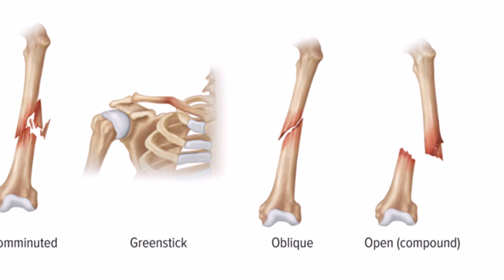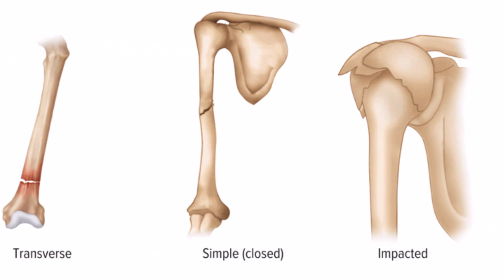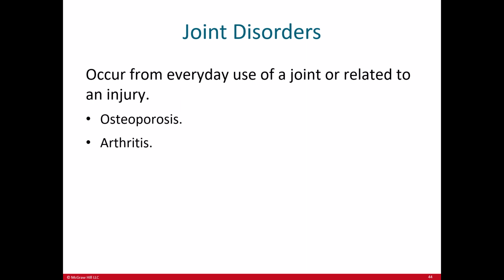Then we have an open compound, which means that it poked through the skin. Then we have a spiral, transverse, trans we know means across, simple closed, which means it did not break the skin. Then we have impacted. Impacted means one end of a bone got pushed into another, and so that created that impacted fracture.